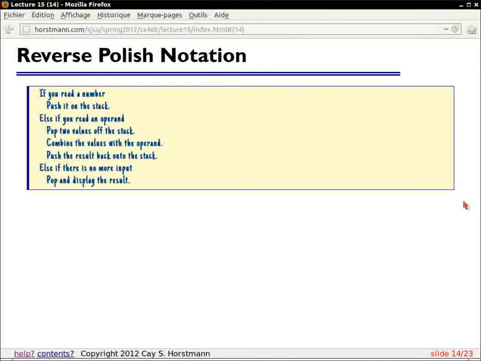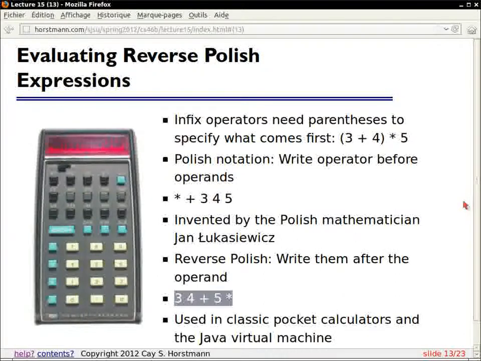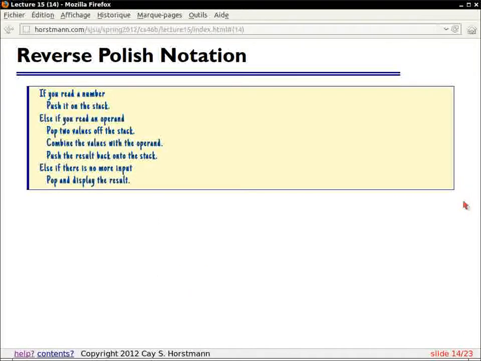So, if you wanted to compute these reverse Polish expressions, you would again do it with a stack. And I apologize for the bad font here, so I'll just demonstrate it with an example. So let's say that I wanted to compute 3, 4, 5, star, plus. Here's how I would do it.